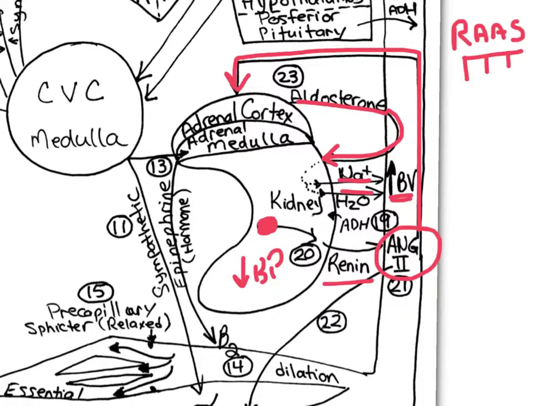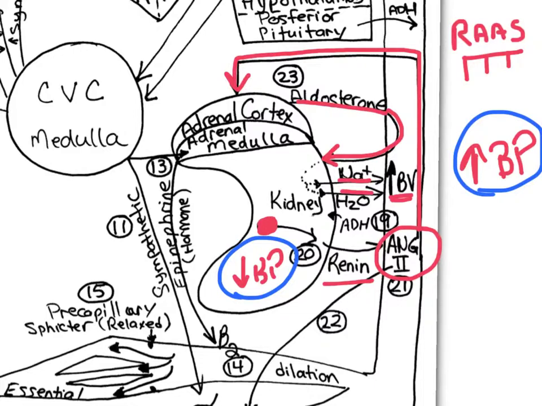That increase in blood volume will then increase blood pressure, which again is the correct homeostatic response. If the stimulus was a decrease in blood pressure, the response is going to be an increase in blood pressure.